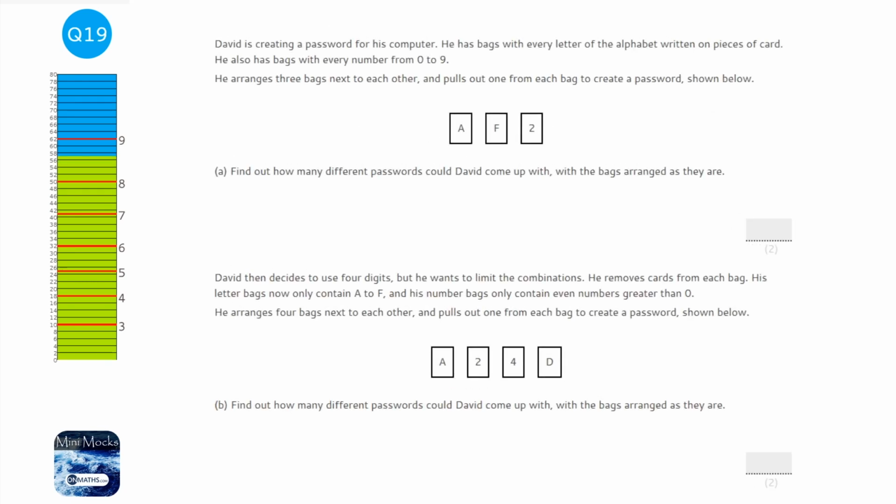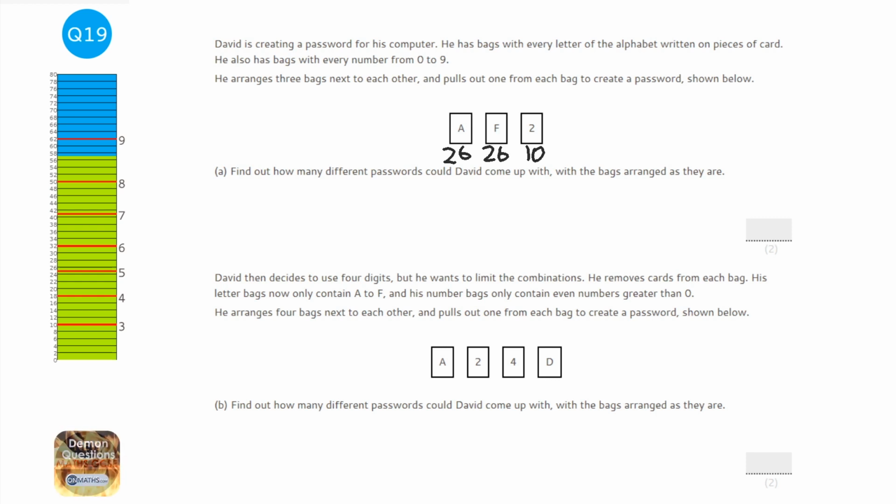Okay, so this question seems really complicated because of the sheer amount of words, but actually it's quite a simple question when you get your head around it. So the first question, we're looking at 2 bags of letters and 1 bag of numbers. There are 26 letters in the alphabet, so there's 26 options for this first bag. There will be 26 options for the second bag, and numbers from 0 to 9. Now we've got to be careful here because 0 is counted, so there are 10 numbers in that bag, because there's 1, 2, 3, 4, 5, 6, 7, 8, 9, but there's also 0, so that's 10 in total.